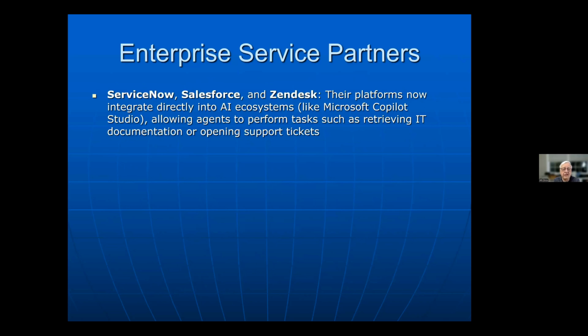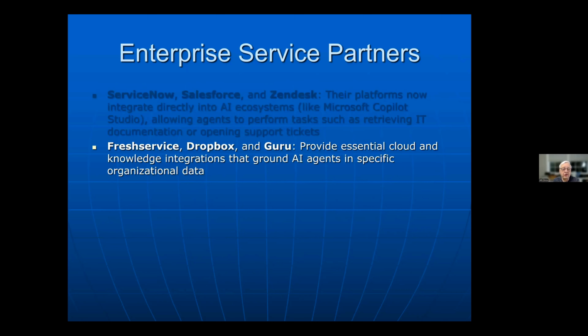Now let's take a look at the enterprise service partners. We've got ServiceNow, Salesforce, and Zendesk who have platforms that integrate directly into these AI ecosystems that we know and love, like Microsoft Copilot Studio. And this allows those agents to perform tasks such as retrieving IT documentation, opening support tickets. AI is everywhere. You've got Freshservice, Dropbox, and Guru that have cloud and knowledge integration that takes this AI agent and specific organizational data.